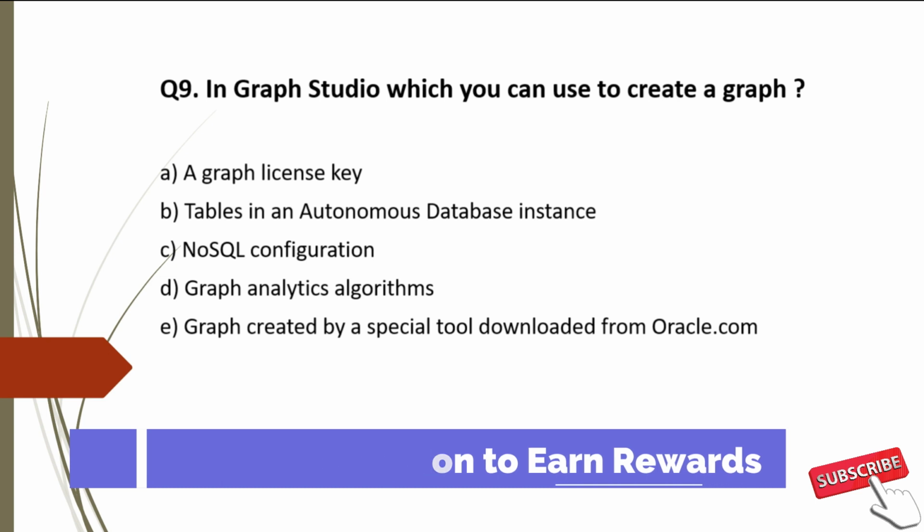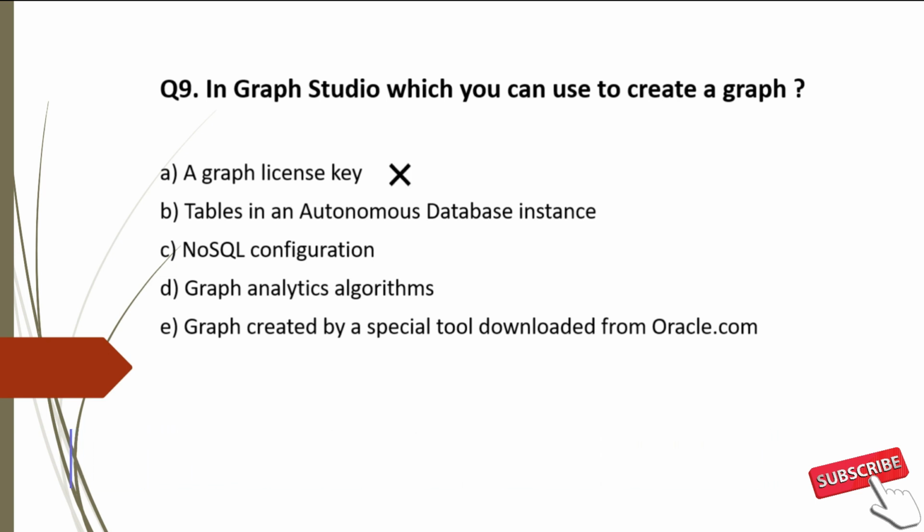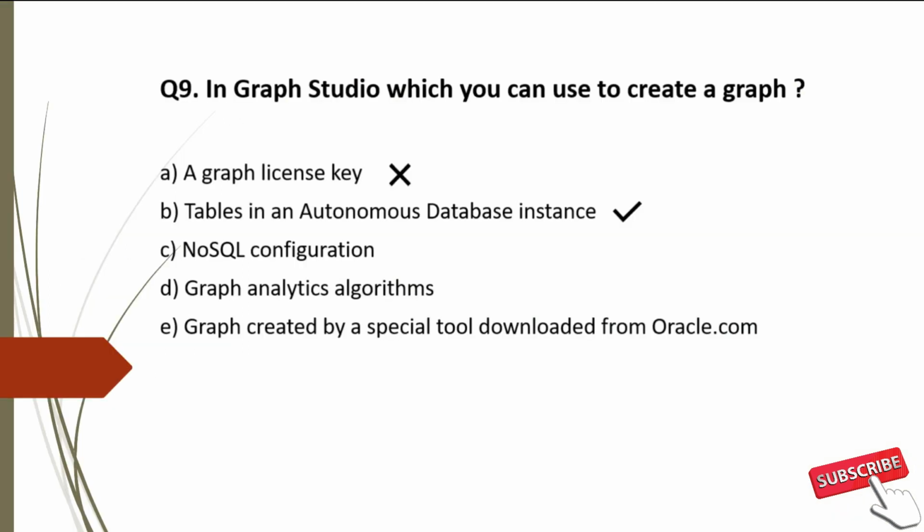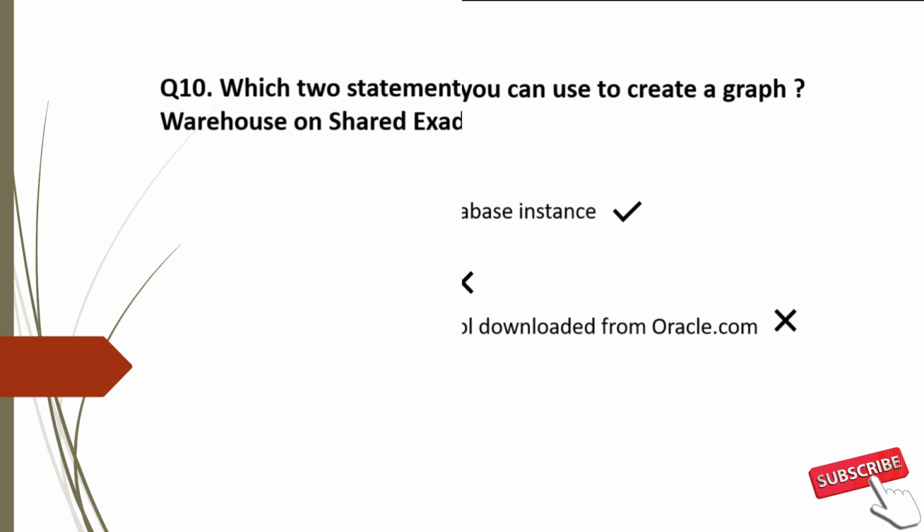Option A. Graph license key. This is incorrect. Option B. Tables in an autonomous database instance. It's easy to create a graph from the tables available in autonomous database. With graph, you can analyze your data based on the connection and relationship between data entities. So option B is correct. Option C, NoSQL configuration, no, this is also incorrect. Option D and option E are both incorrect. So the correct option for question 9 is option B.